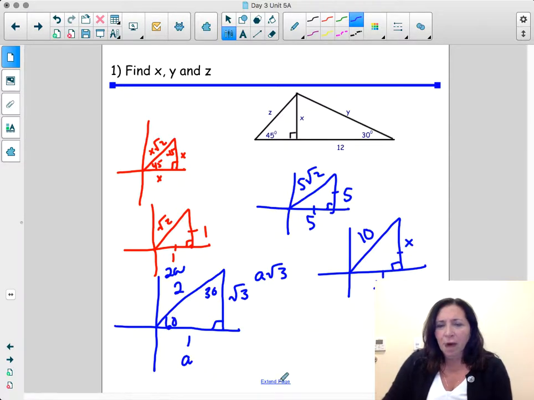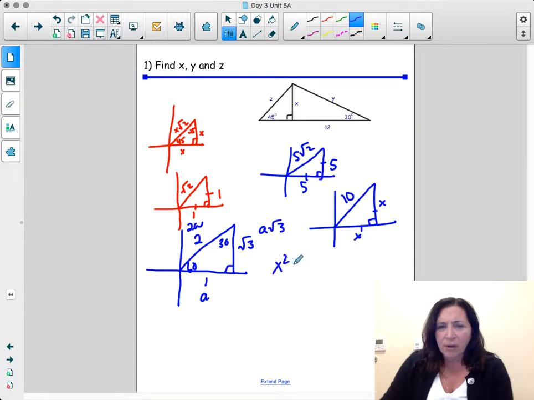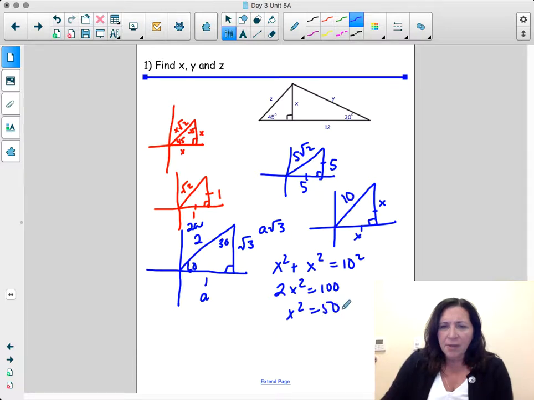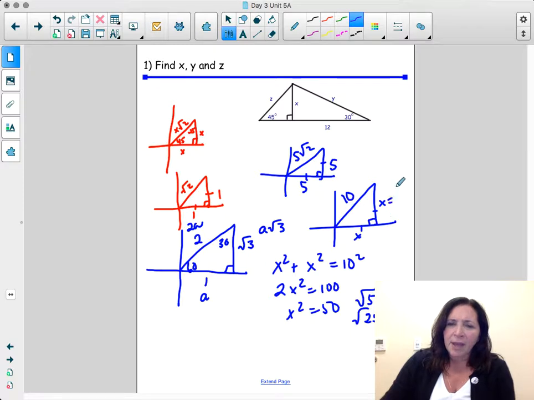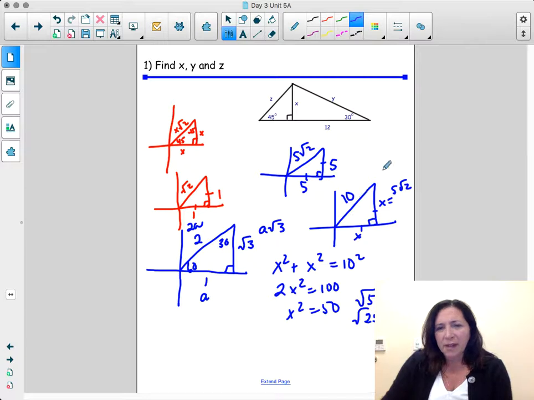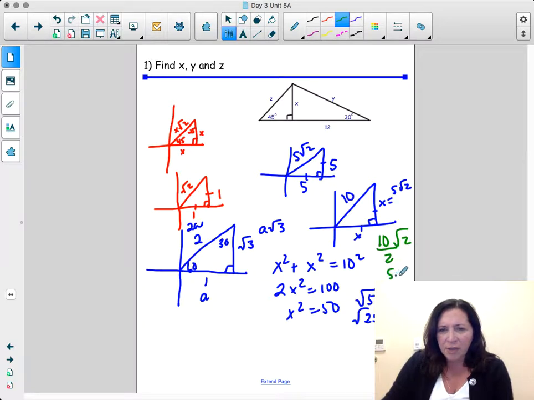Well, there's a couple of options for that. You can do x squared plus x squared is equal to 10 squared, which is Pythagorean theorem. 2x squared equals 100, x squared equals 50, and then x equals the square root of 50, which is root 25 times root 2, so 5 root 2. Now, there is a shortcut to that: take the value that you have, which is 10, divide by 2, and multiply by root 2. So now you have 5 root 2.